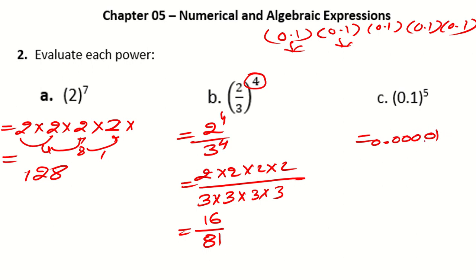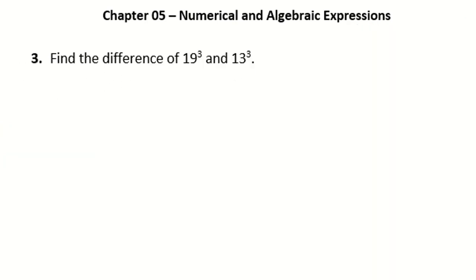0.00. How many zeros? 4 zeros and then 1, because we want 5 decimal points. Okay, now this is: find the difference of 19 to the power 3 minus 13 to the power 3.